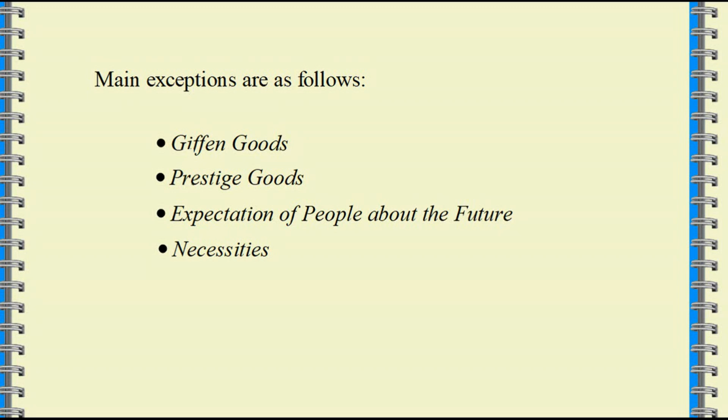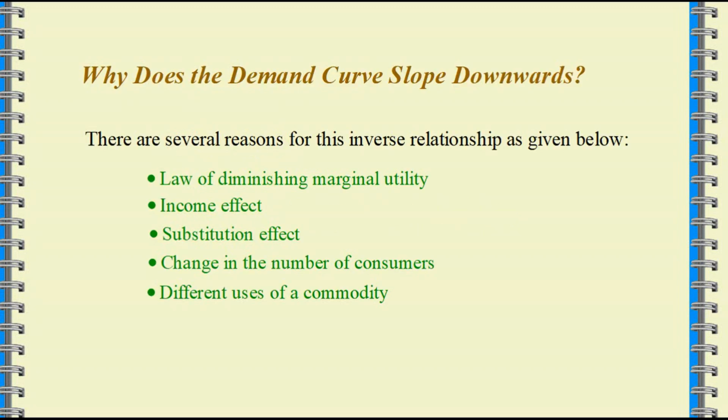Why does the demand curve slope downward? There are several reasons for the inverse relationship between quantity demanded and price of a commodity. The reasons are the law of diminishing marginal utility, income effect, substitution effect, changing number of consumers, and different uses of a commodity. In the case of the law of diminishing marginal utility, when you consume a particular commodity successively, the additional satisfaction that you gain from the product will decrease.